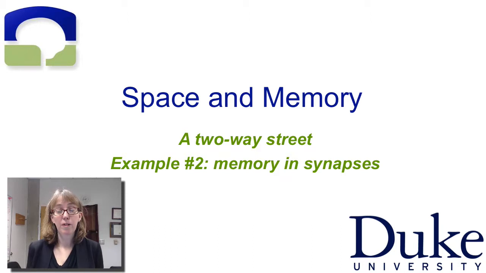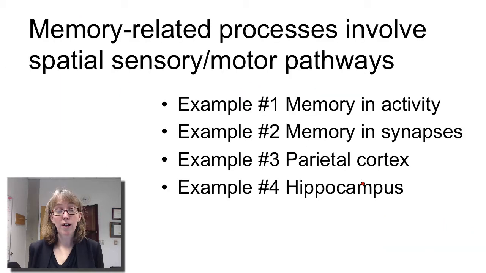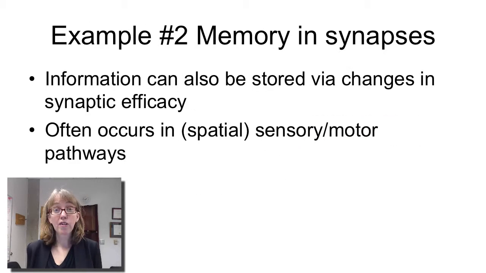Our next example of the way that the brain systems for space and its systems for memory interact involves synapses. So not only can memory be stored in the activity patterns of neurons, memory can also be stored in changes in the effectiveness of synapses. And of particular relevance for us today, these changes in synaptic efficacy often occur in the sensory and motor pathways that involve processing of spatial information.